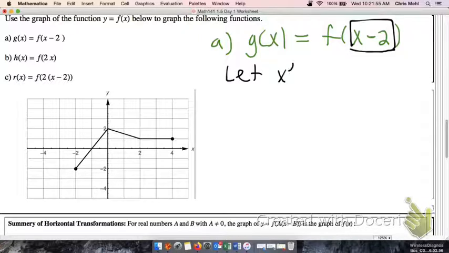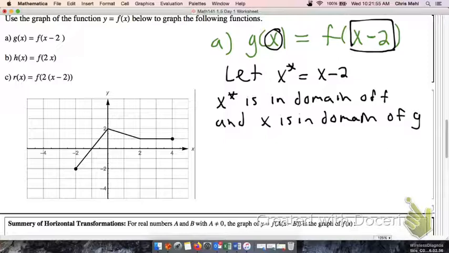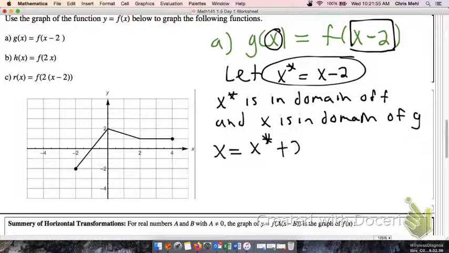So what the textbook does, or what we're going to do, is let x star equal x minus 2. Okay, and x star is in the domain of f, and x, you can see it up here, x is in the domain of g. So x is in the domain of g. x star is in the domain of f, and it's set equal to x minus 2. And if you solve for x, you're going to get x is equal to x star plus 2.